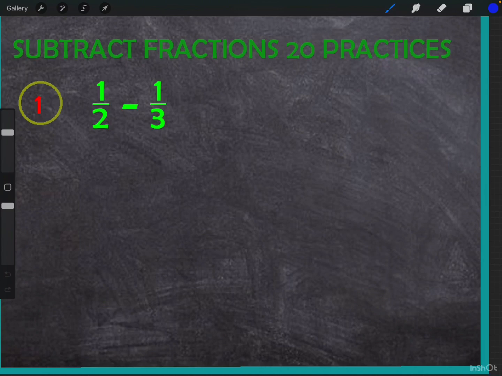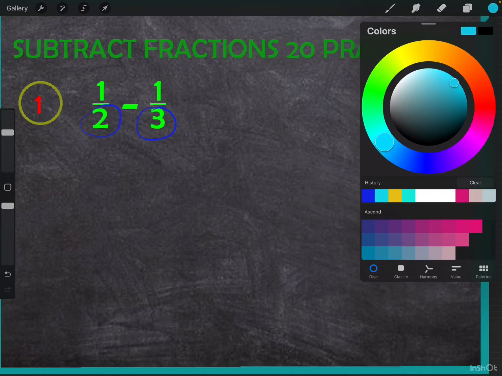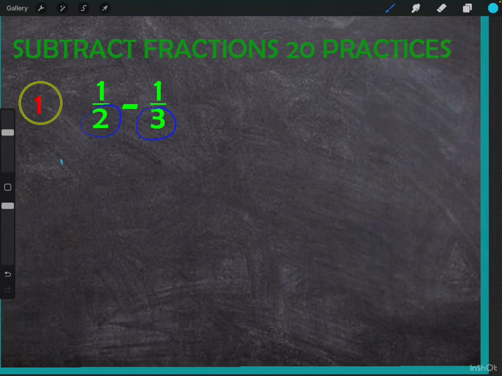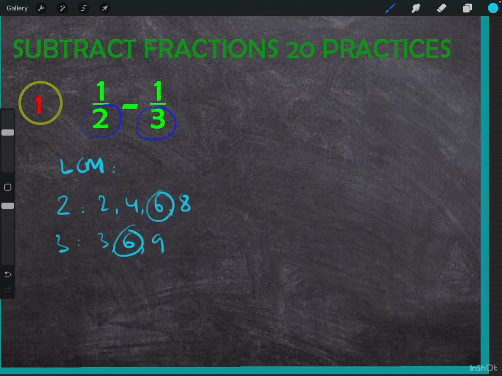1 over 2 subtract 1 over 3. The two fractions have different denominators, 2 and 3, so we will find the LCM for 2 and 3. First, the multiples of 2 are 2, 4, 6, 8, and for 3 we have 3, 6, 9. We see that 6 is the least common multiple of 2 and 3.